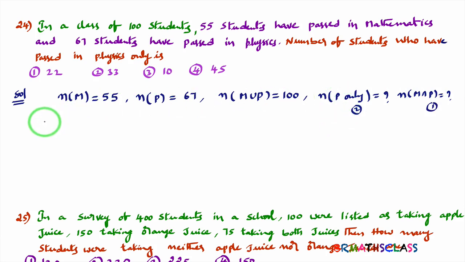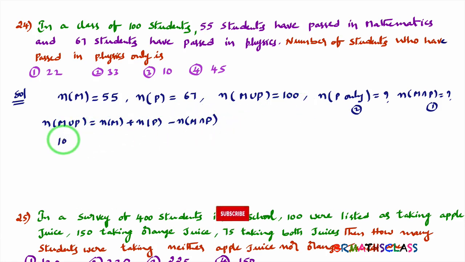We know this formula for N of M union P: N of M plus N of P minus N of M intersection P. N of M union P is already given in the question, that is 100. N of M is given as 55. N of P is 67. I want to calculate N of M intersection P first.